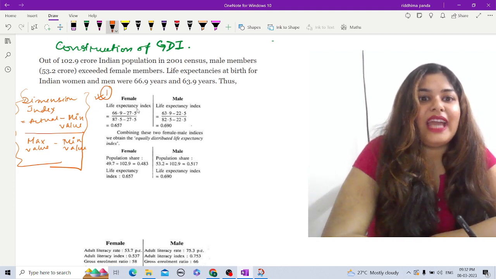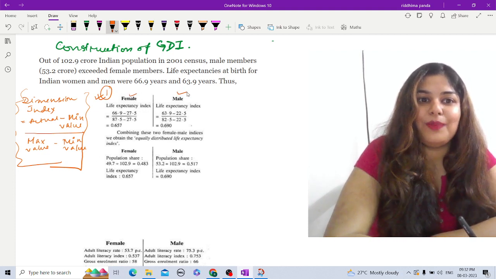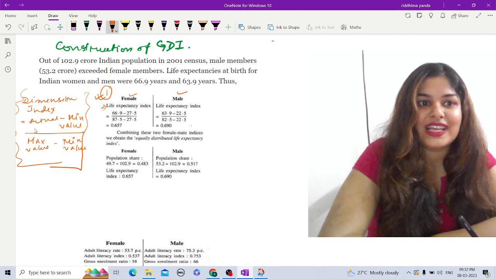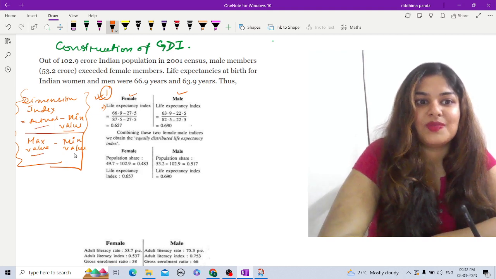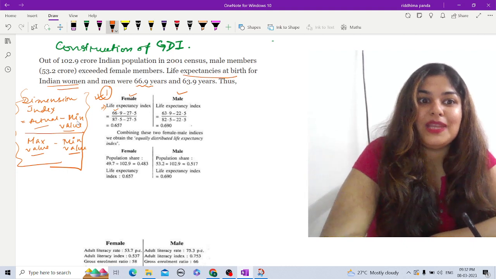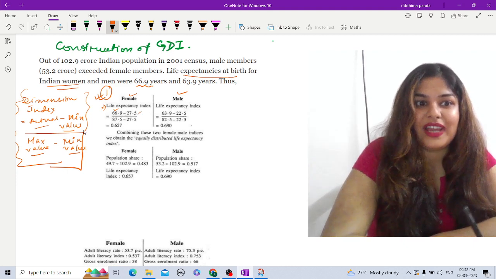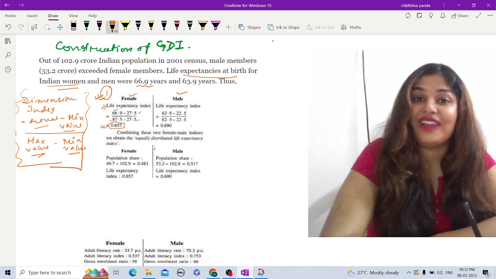So life expectancy, here we have female and male. First we have to measure the life expectancy index. This is the first dimension index: actual minus minimum value by maximum value minus minimum value. So 66.9 is the actual life expectancy at birth for Indian women. Minus the minimum value for this country, that is 27.5, divided by the expected maximum value 87.5 minus again the minimum. After calculating, we get our life expectancy index for females, that is 0.657.